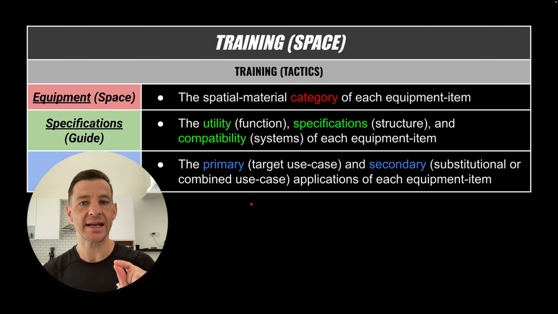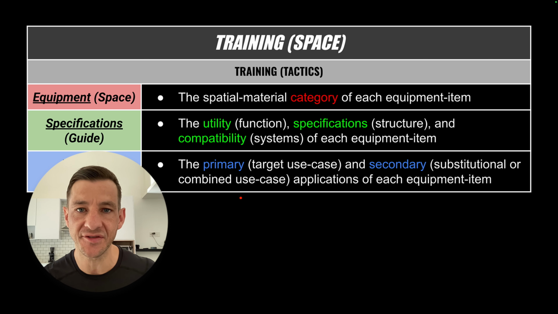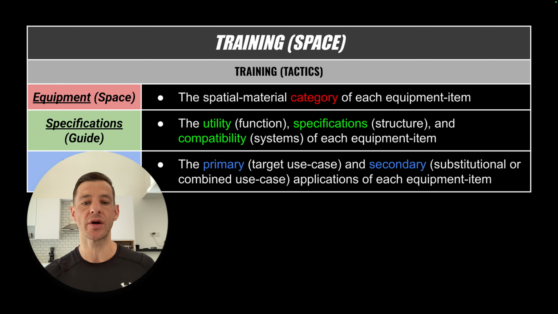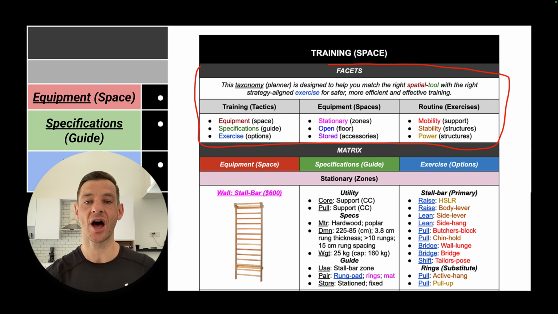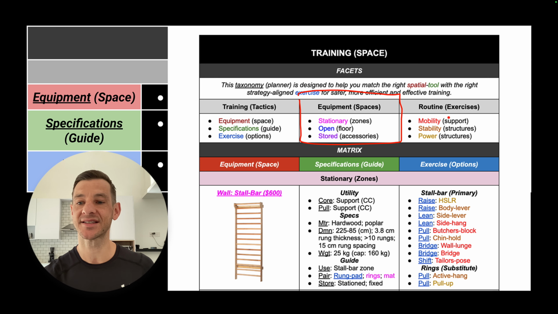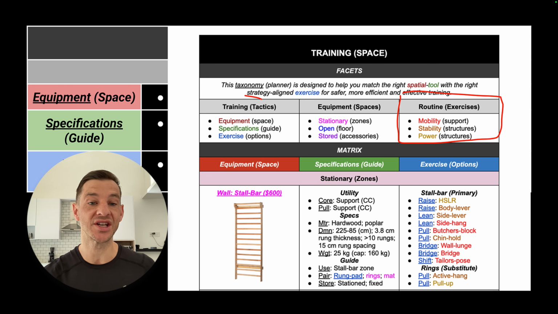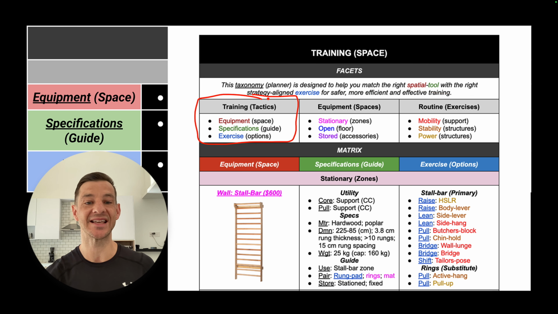Okay, so let's go ahead and take a look at an example of how to apply these different facets in a real world scenario. So looking at the Training Space Taxonomy PDF, remember to download it if you haven't done so already. As a quick review, the very first lesson was an introduction to all 9 facets. Lesson number 2 was on the equipment space facets. The last video was on the routine exercises. You guys are watching this video right now. As we can see, the colors do correspond. So the equipment space in red, specifications guide in green, and exercise options in blue.